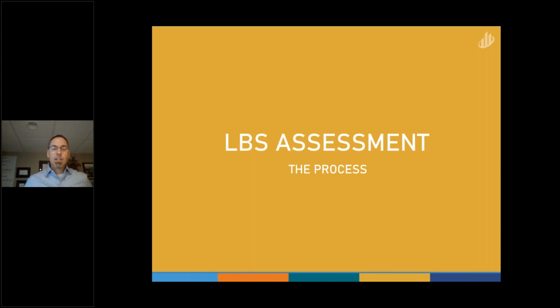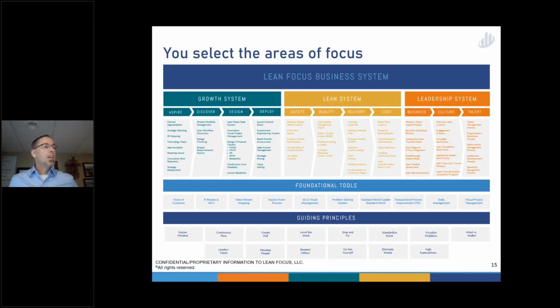So let's get into the Lean Business System Assessment, the process. So as we get into this is a slide that Damon showed earlier, all of the elements of the Lean Focused Business System. And primarily, we've been working in the operations side. So most of these assessments have been in the operations side. We look at the foundational tools primarily and evaluate each of these. And then we might get into really anything that you're looking for. We have the skill set and the expertise within Lean Focus to be able to evaluate any one of these systems.